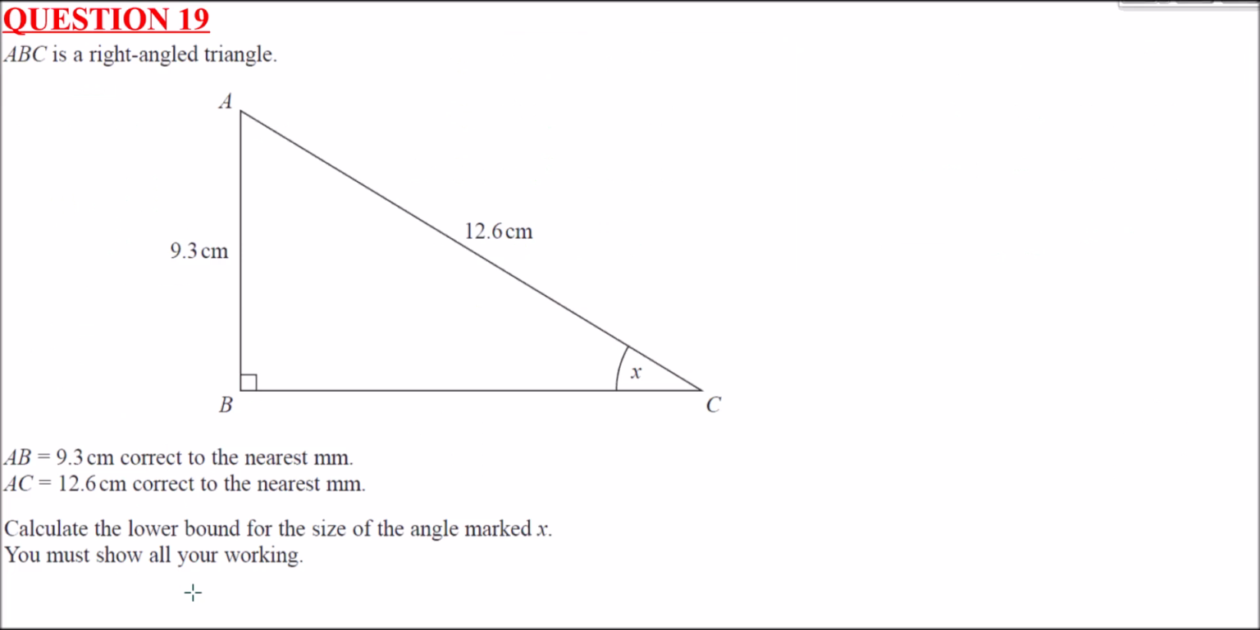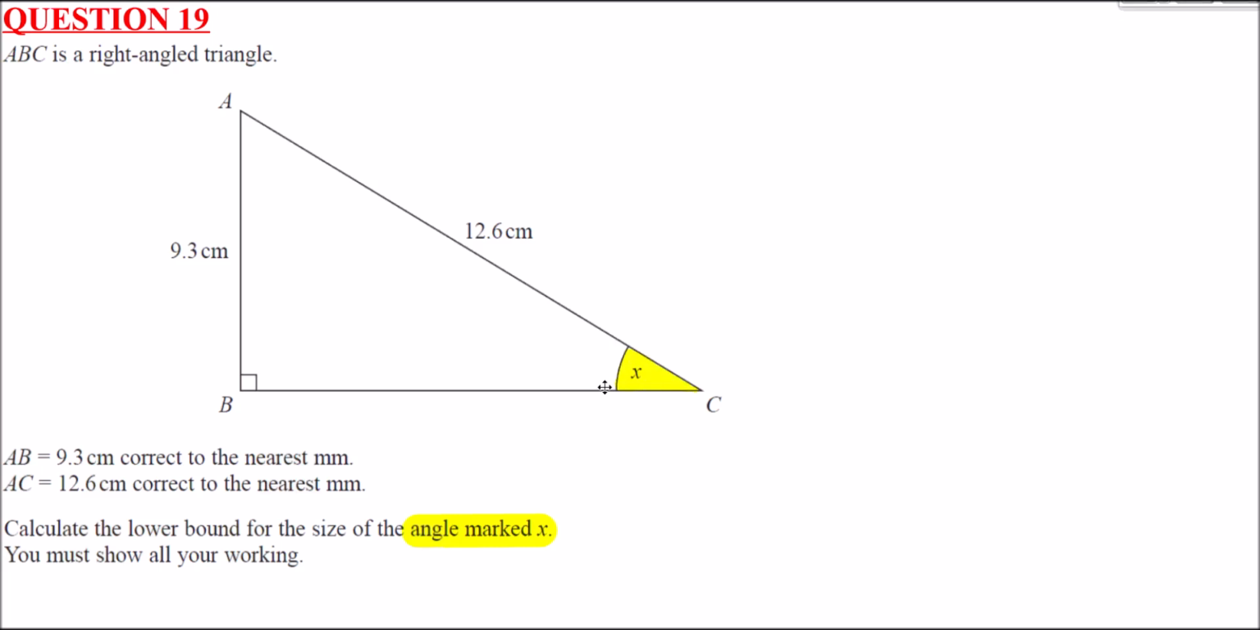Question 19, ABC is a right-angled triangle. So it's talking about bounds here, correct to the nearest millimetre, and so on. But actually, we want the lower bound for the size of the angle marked x. You must show your working. So before we get into bounds, we're trying to find an angle inside a right-angled triangle, and we know two sides. So it's going to relate actually to SOHCAHTOA before I can even think about anything else. We need to work out the angle marked x, which is this yellow one here.